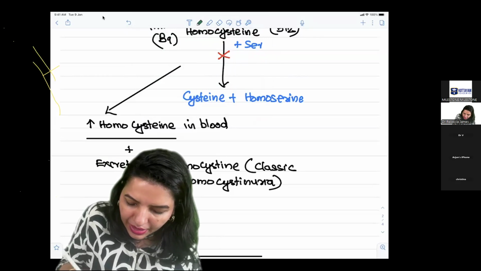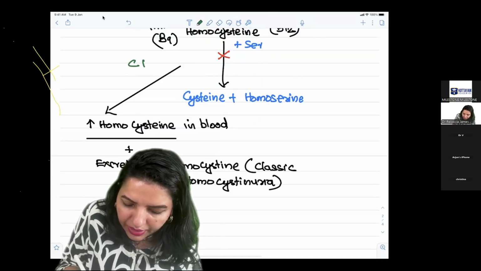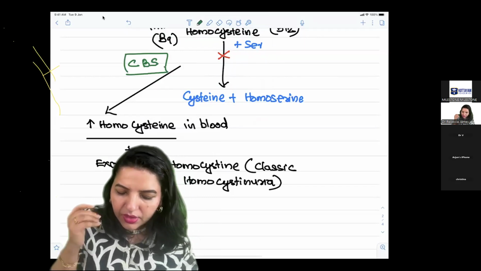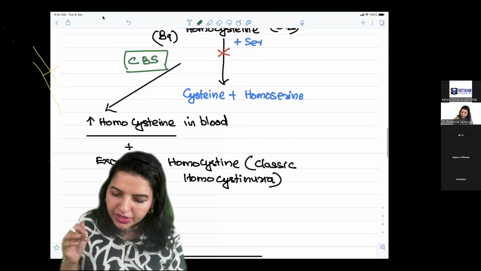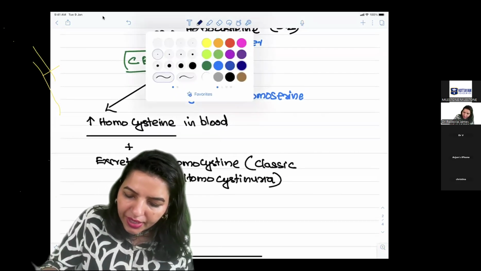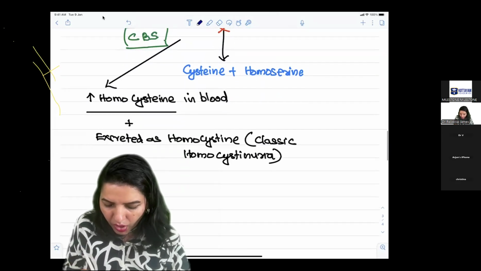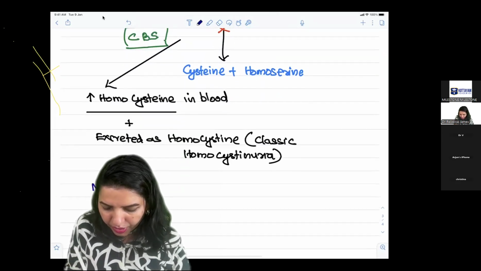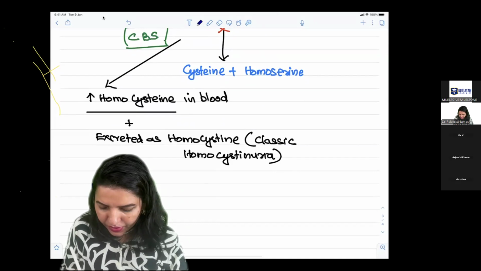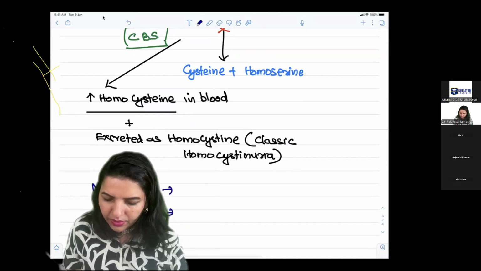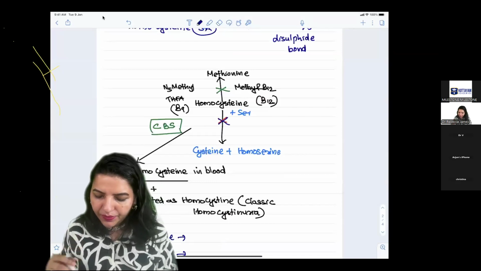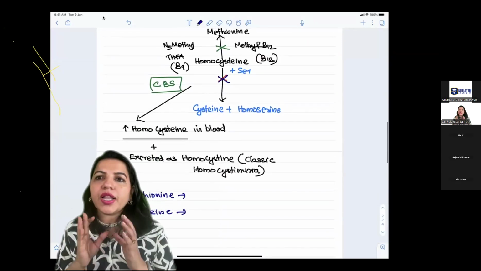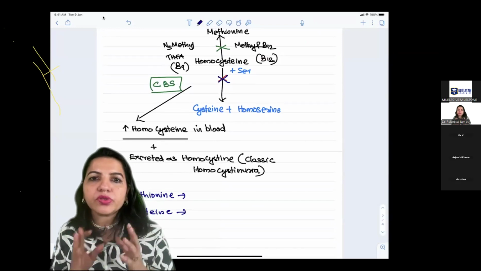And what is the enzyme that is defective there? You can write it here. What is the enzyme defect? We'll write the short form CBS. Cystathionine beta synthase is the defect there. So, if it is classic homocystinuria, tell me two things now. What will happen to the level of methionine and what will happen to the level of cysteine? I'll show it once more. You can see there is a defect here. What will happen to methionine level and cysteine level?